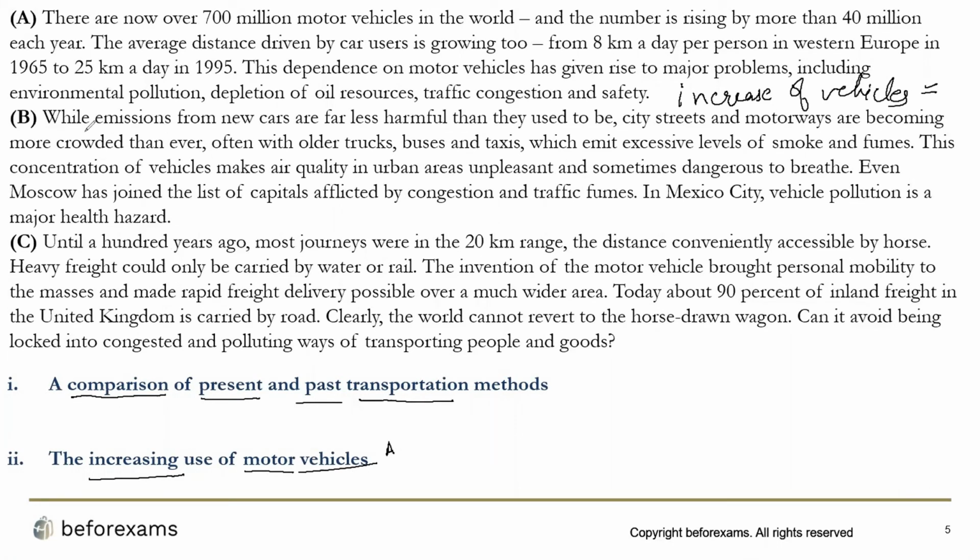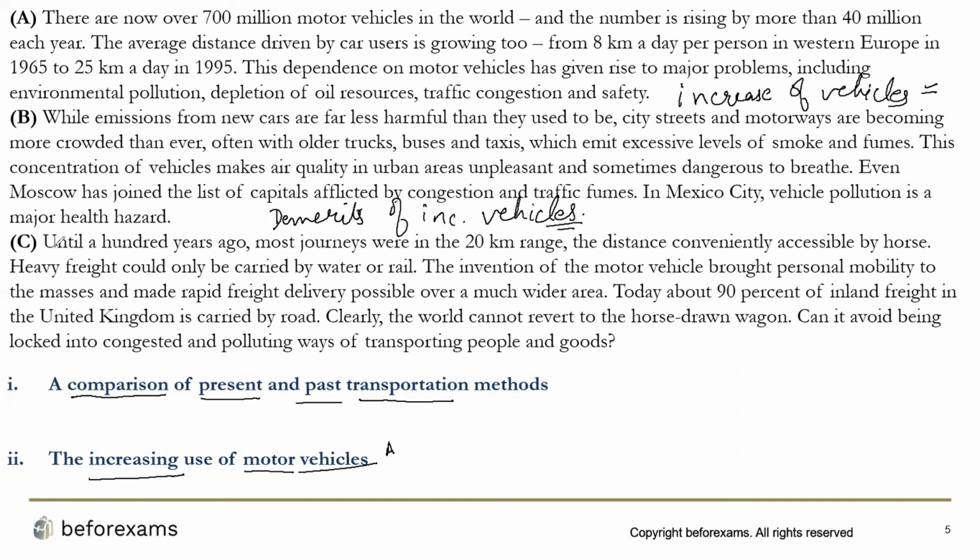So while emissions from new cars are far less harmful than they used to be, city streets and motorways are becoming more crowded, often with older trucks, buses, and taxis. This concentration of vehicles makes air quality in urban areas unpleasant and sometimes dangerous. Even Moscow has joined the list of capitals affected by congestion. In Mexico, vehicle pollution is a major health hazard. So this paragraph is talking about the demerits of increased vehicles, the increased pollution. Is there any problem statement like that?